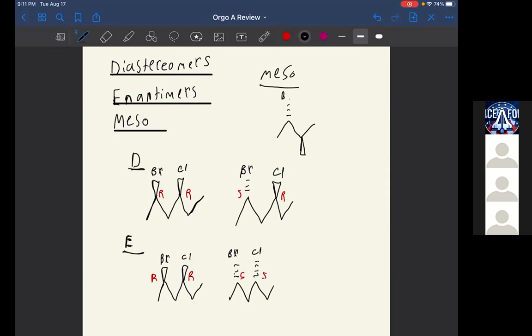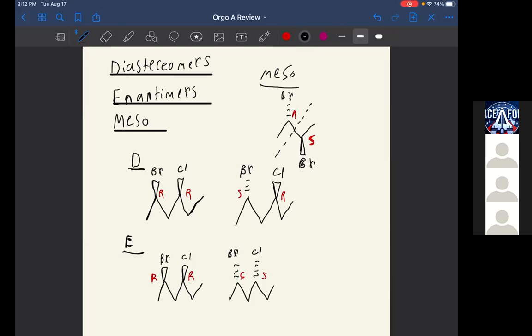And it has R and S configuration. So this would be R and this would be S, the meso compound. All a meso compound is, basically, is a compound that's identical to one another, but you don't know it. They don't look identical, but they are identical. This has an internal plane of symmetry because there's bromine here, so they have the same constituents and all that.